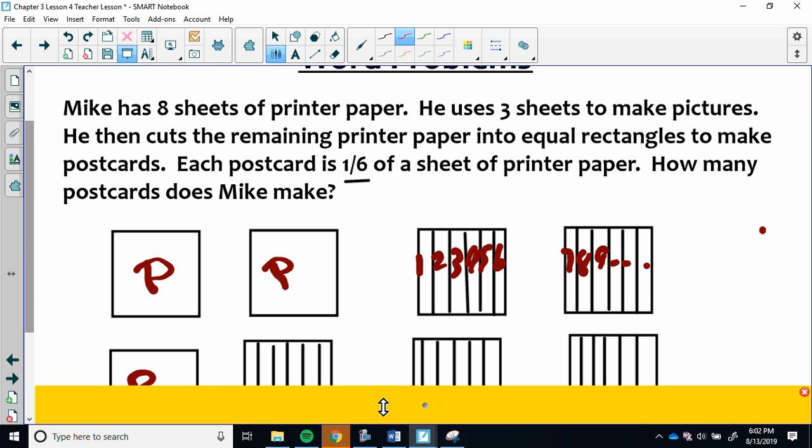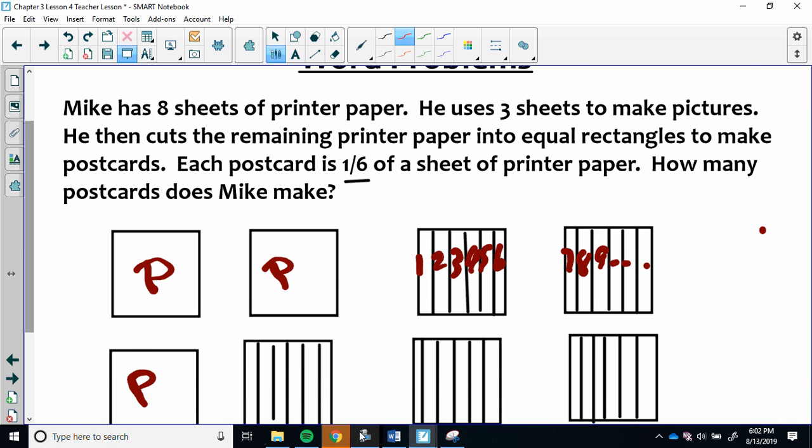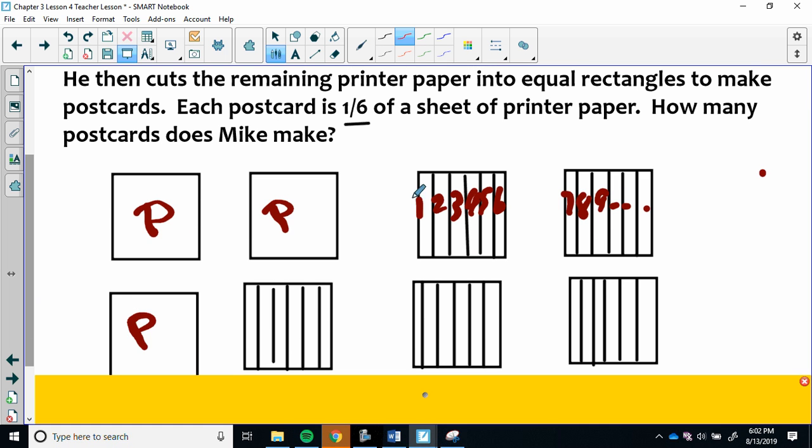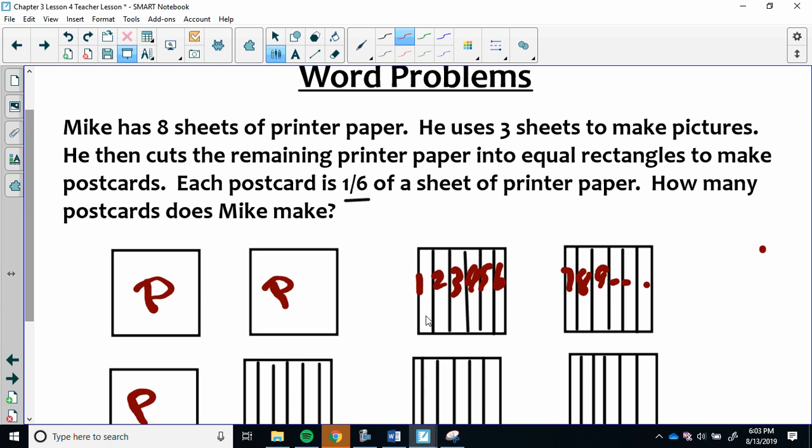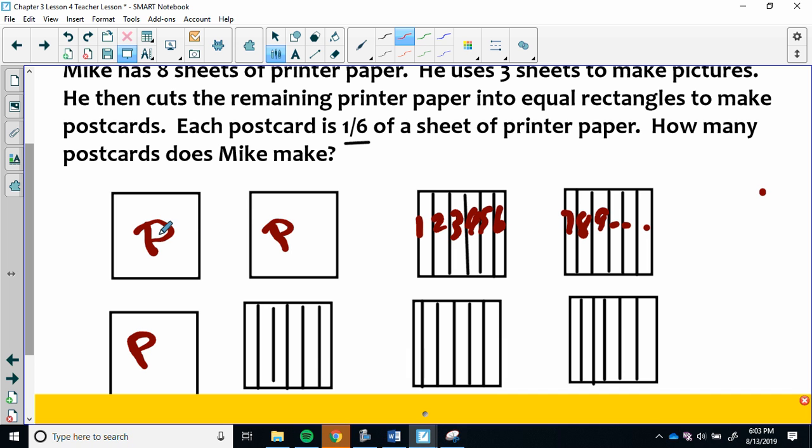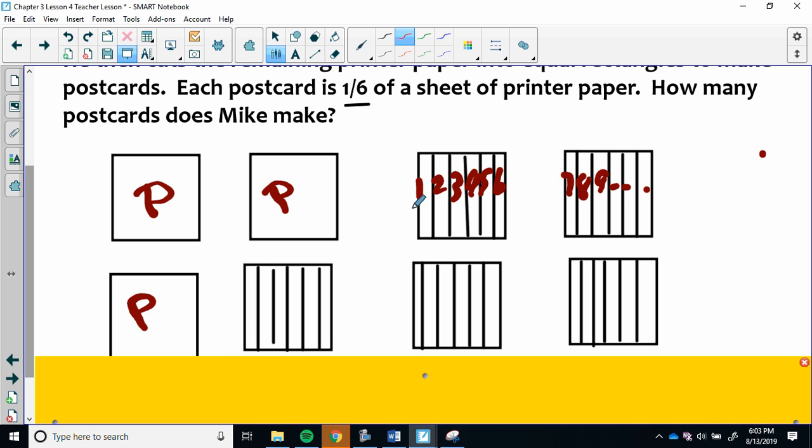So the first thing I did is I made 8 sheets of printer paper. 1, 2, 3, 4, 5, 6, 7, 8. Okay. He uses 3 full sheets to make pictures, so I put P for picture, 1, 2, 3. And he cuts the remaining printer paper into 1/6 pieces. So you can see that I have 6 here, 6 here, 6, 6, 6.